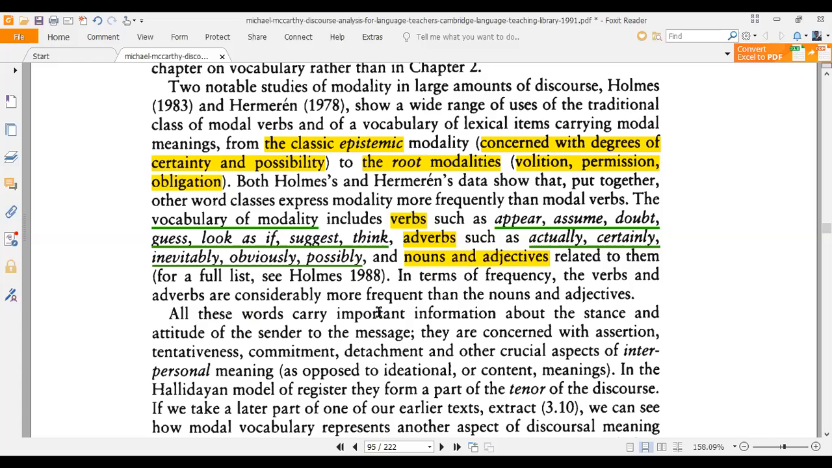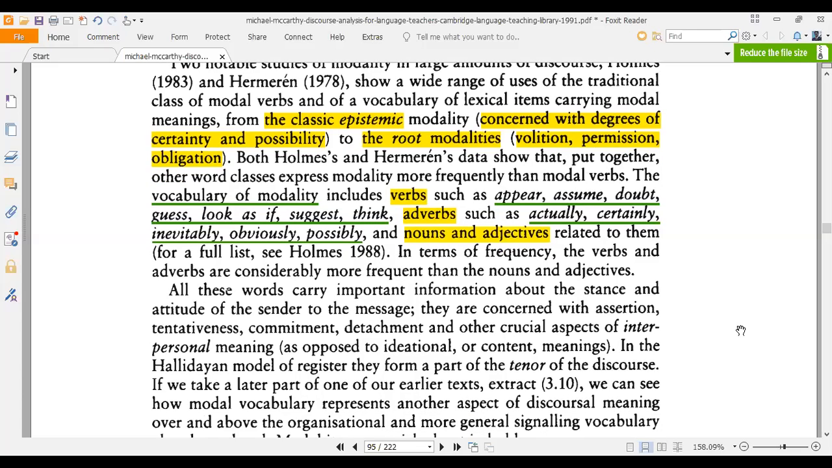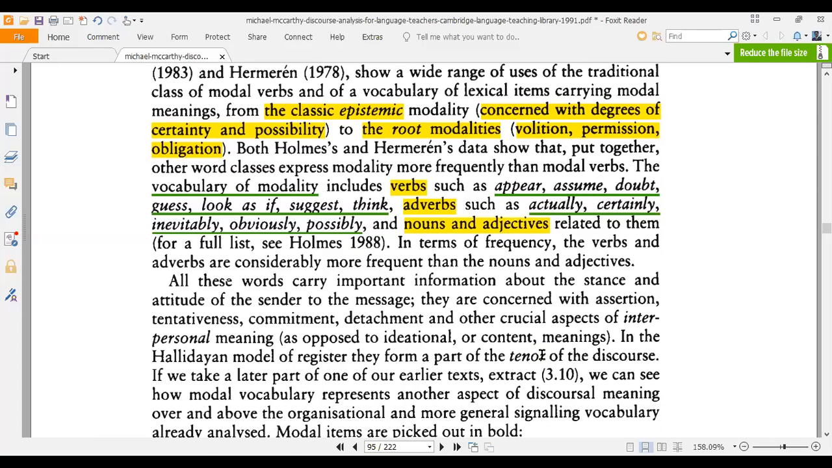All these words carry important information about the stance and attitude of the sender to the message. We mentioned that modality is the attitude and stance of the speaker. Therefore, they are concerned with assertion, tentativeness, commitment, detachment, and other crucial aspects of interpersonal meaning, as opposed to ideational or content meanings. Like in Halliday's register, they form part of the tenor of the discourse. You know what tenor means?